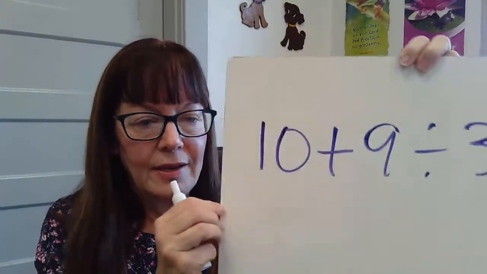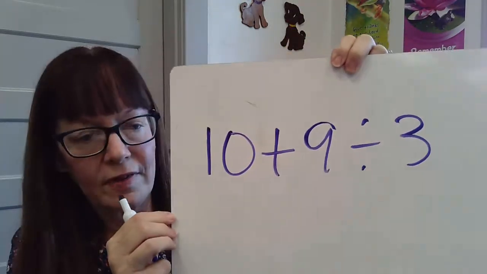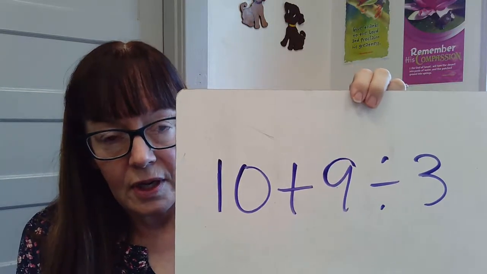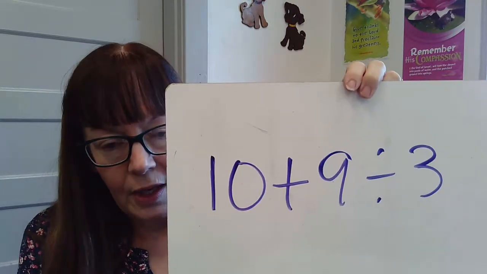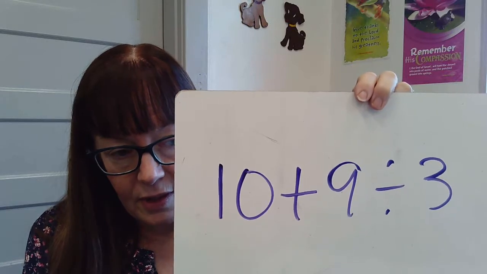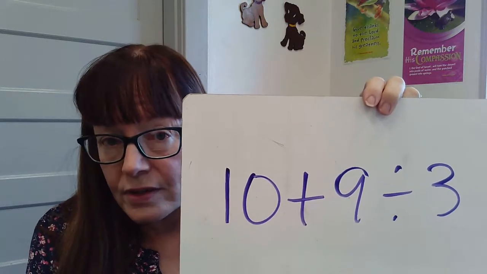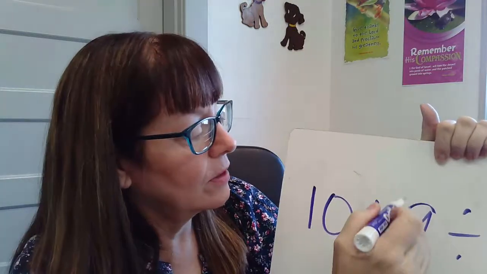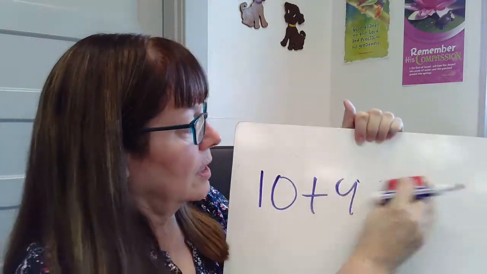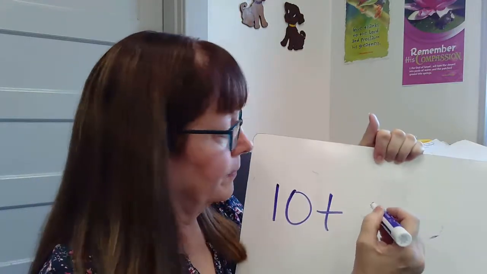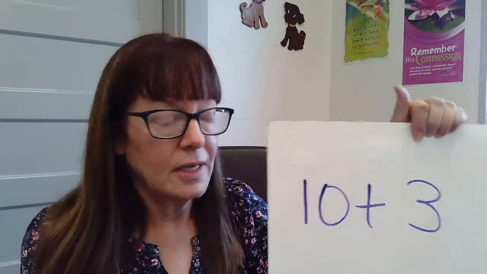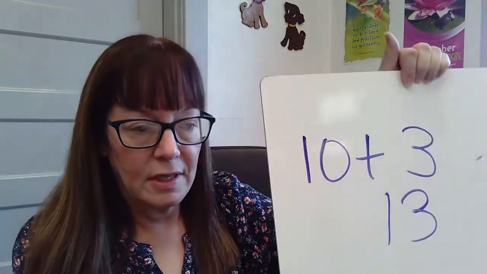Okay, so we have 10 plus 9 divided by 3. Now, according to the order of operations, what do we do first? If you need to pause and go back and look on page 77. Would we add first or would we divide first? Correct, we would divide first. So we do 9 divided by 3. And 9 divided by 3 is 3. Well, and we only have one thing left. That's easy. 10 plus 3 is 13. So our answer is 13. All right, let's try another one.